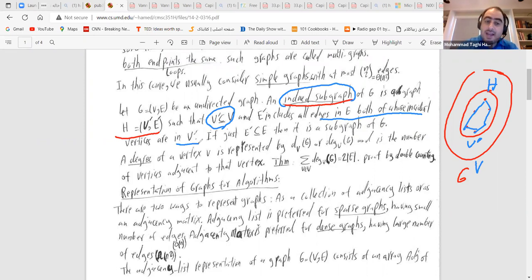Now, what is a subgraph itself? We consider a subset V prime of V, and then among the edges in the graph G, we also consider a subset of them. It is called a subgraph if V prime is a subset of V, and E prime is also a subset of the edges among the vertices in V prime in G. But if it contains all edges of E that have both endpoints in V prime, it is called an induced subgraph.